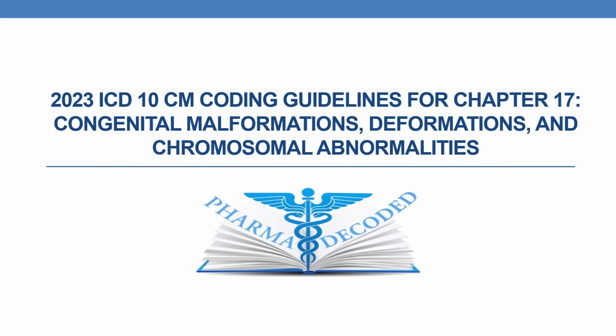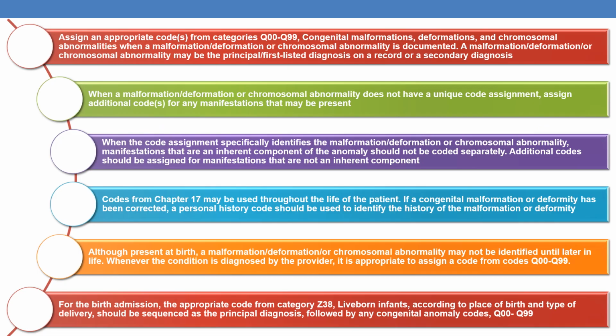Hello everyone, now let us discuss the 2023 ICD-10-CM coding guidelines for Chapter 17, which covers congenital malformations, deformations and chromosomal abnormalities. Now coming to the various guidelines that are covered under Chapter 17. The first one is, assign appropriate codes from category Q00 to Q99, congenital malformations, deformations and chromosomal abnormalities, whenever a malformation, deformation or chromosomal abnormality is documented. It can be either a PDX or SDX depending upon the reason for encounter.